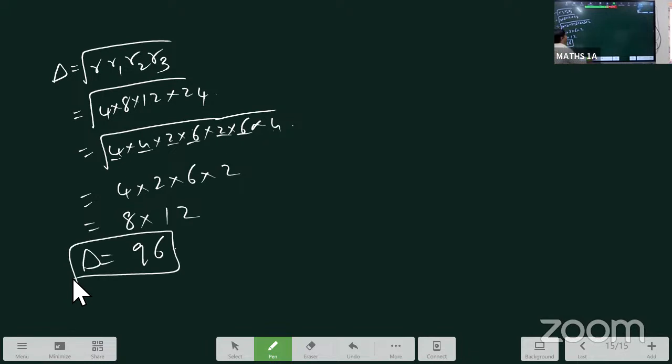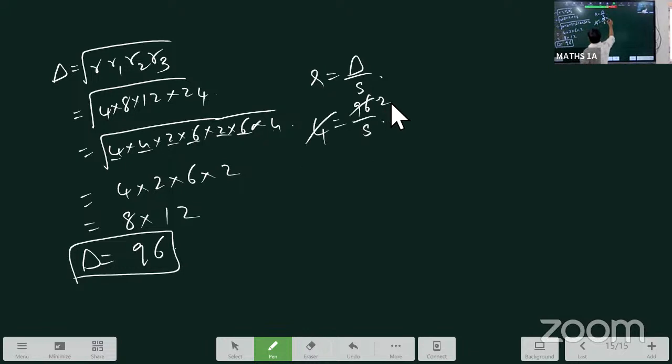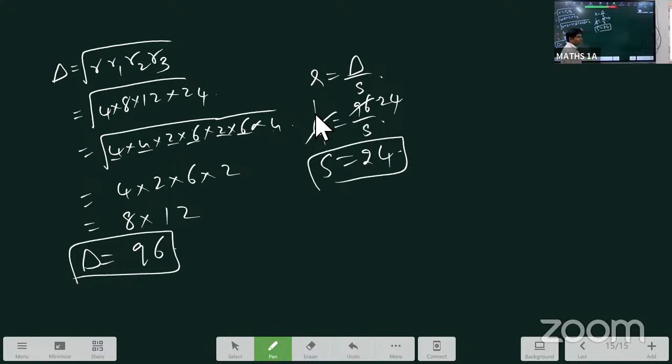Once I get delta, I will find small r is equal to delta by s. Small r I know is 4. Delta just now is 96 by s. 4 2s are 8, 4 4s are 16. So s equal to 24. See? Therefore, s is equal to 24. 4 ones I know. Cross multiply, s equal to 24. Once I get s, I got delta.